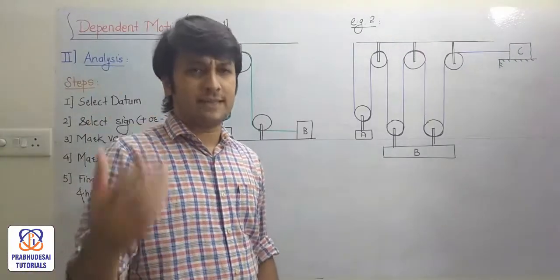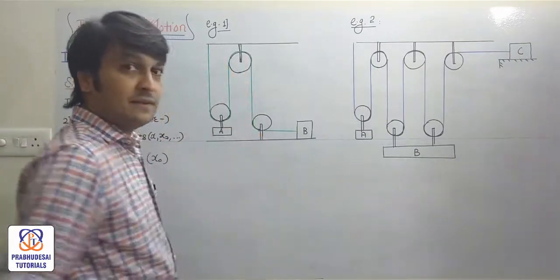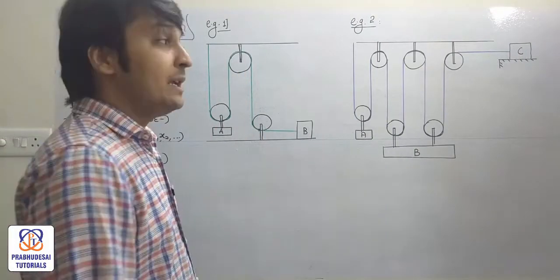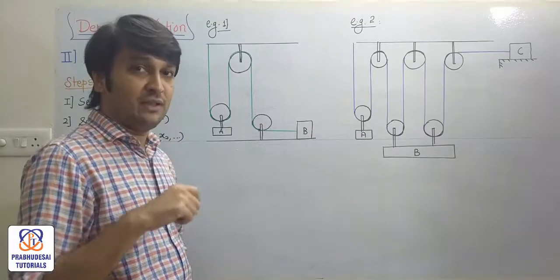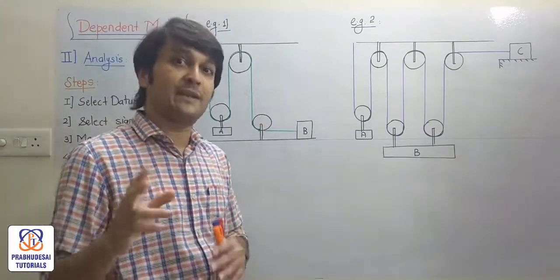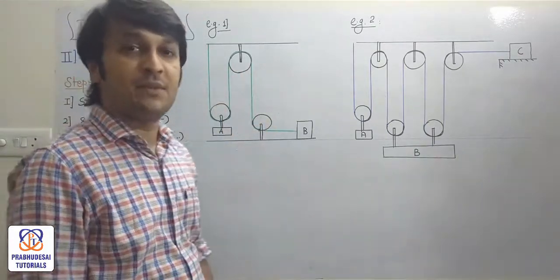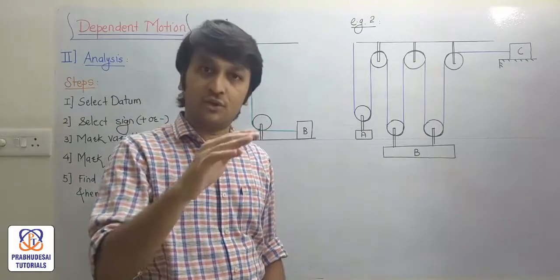Okay, how to select axis? Remember this. If string parts are vertical, select horizontal axis. If string parts are horizontal, that means this one, select vertical axis. Okay, so we have to select both axes here. Why? Here string parts are vertical as well as horizontal. That means we have to select what? Both the axes, horizontal as well as vertical.